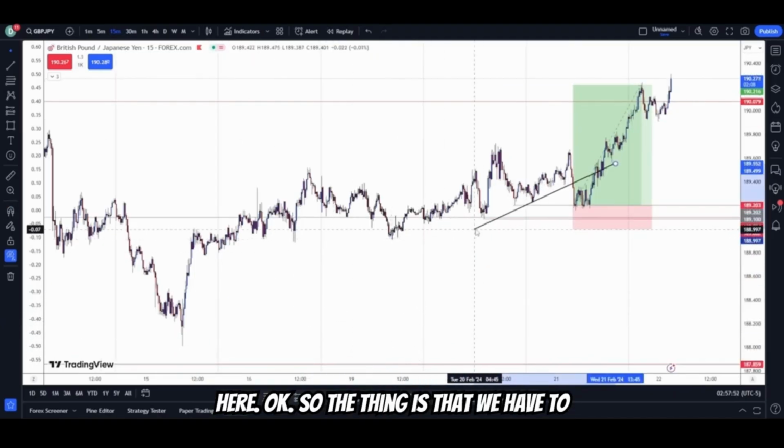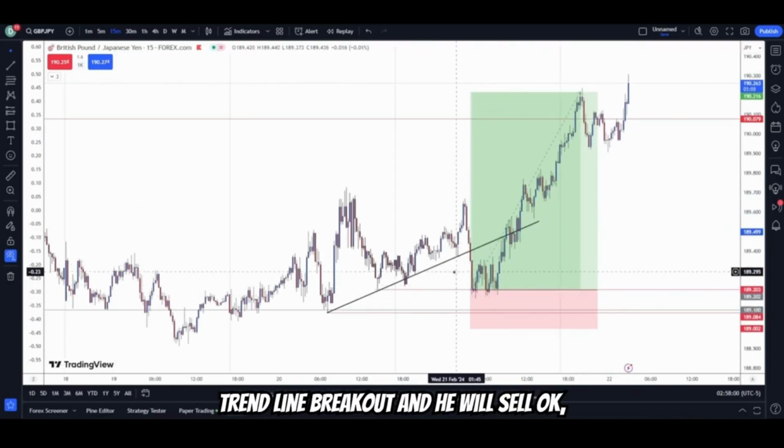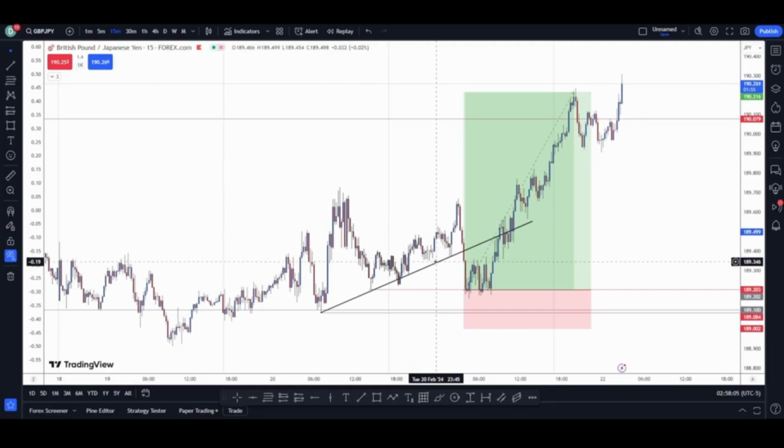Okay, so the thing is that we have to do the opposite. As I told you, the trend line trader will see that this is a trend line breakout and he will sell. Okay, but we have to do the opposite of this. So I hope you guys understood this one. Should I go on to the next?